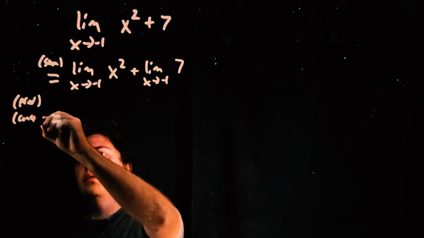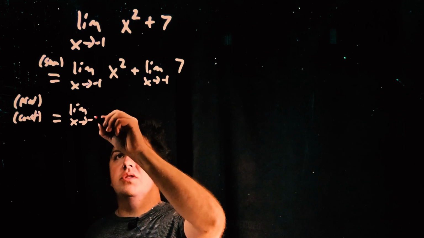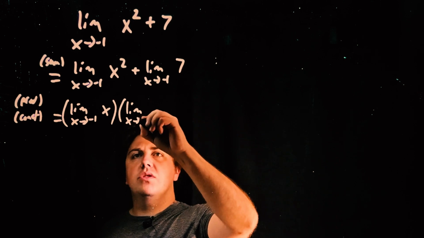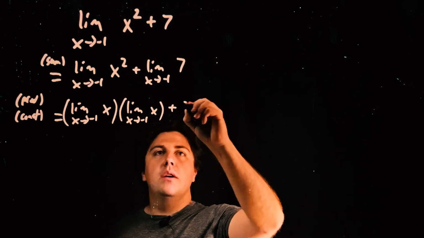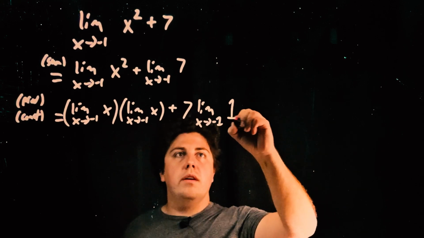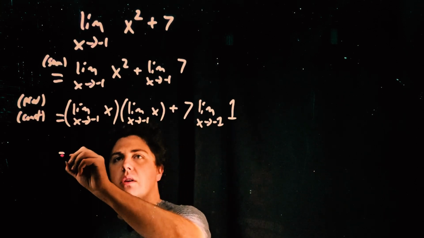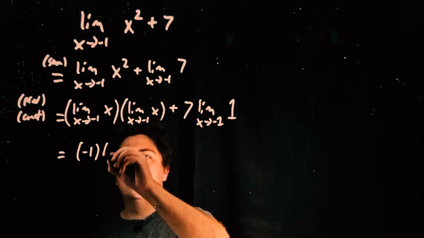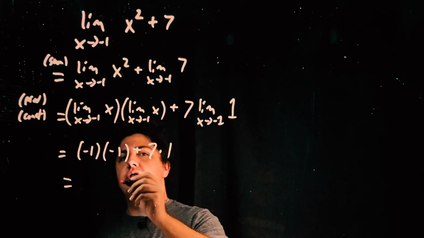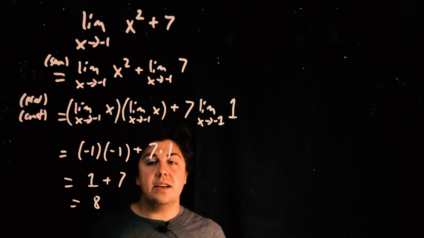So let's call that a constant multiple. Then this turns into the limit as x goes to minus 1 of x times the limit as x goes to minus 1 of x plus 7 times the limit as x goes to minus 1 of 1. But now we can conclude, because we know what each of these limits is. So this just turns into minus 1 times minus 1 plus 7 times 1, which is just equal to 1 plus 7, which is equal to 8. And that's the answer to this limit.